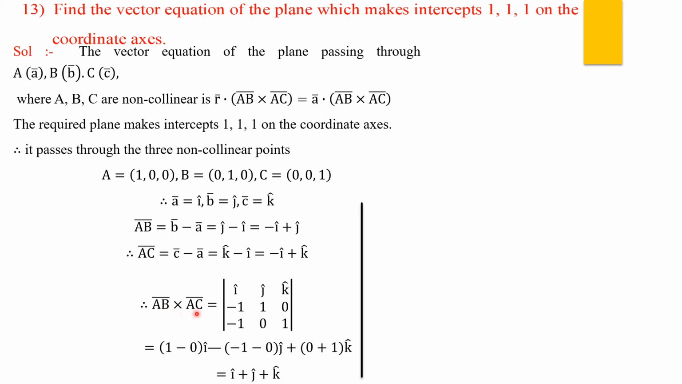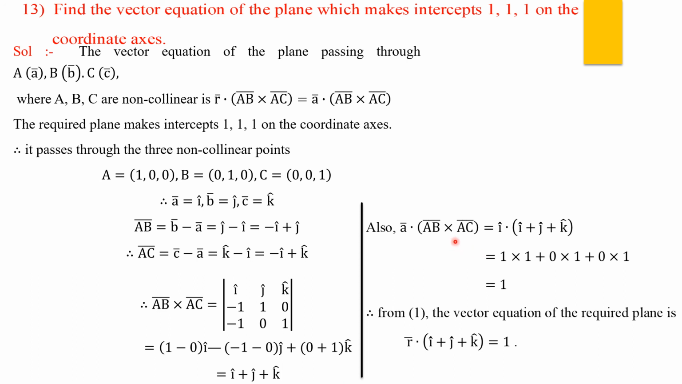We have to find AB vector cross AC vector, equal to the determinant. First row is i, j, k. Second row is the coefficients of AB vector, that is minus 1, 1, 0. Third row is the coefficients of AC vector: minus 1, 0, 1. Then we find the determinant. i: cross multiply, 1 minus 0, into i. Take minus sign, multiply by j, row and column deleted: minus 1 minus 0. Plus k vector, row and column deleted: 0 minus minus 1, plus 1. Simplifying, we get i vector plus j vector plus k vector.